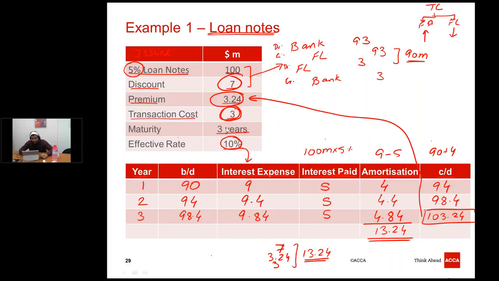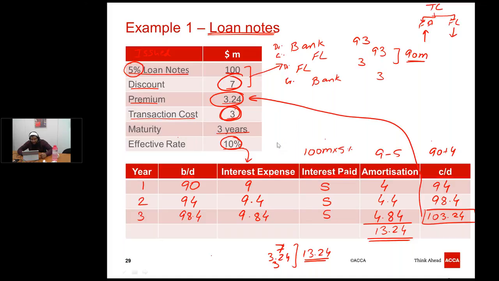Shazib is saying why discount and premium is an expense. Shazib, if I'm getting less and paying more, this is an expense to me. I'm getting 93 and paying 103.24, so the differential is an expense to me. Zuhaib is saying if I took a loan from the bank of $100 million and they charge $10 million finance cost that they deduct upfront. Zuhaib, the question you want to ask relates to P2 level, so that is not relevant to F7.